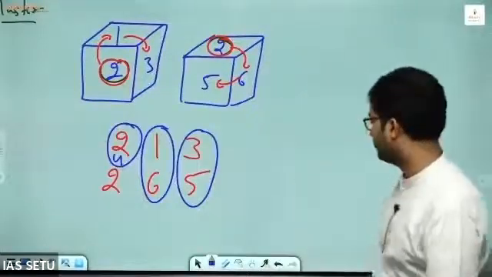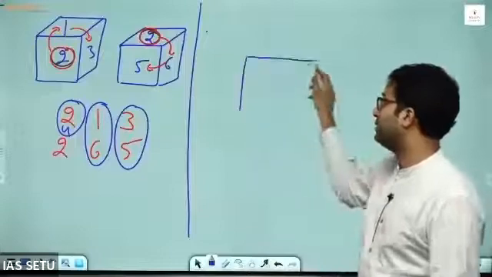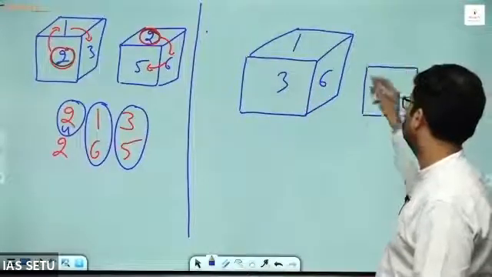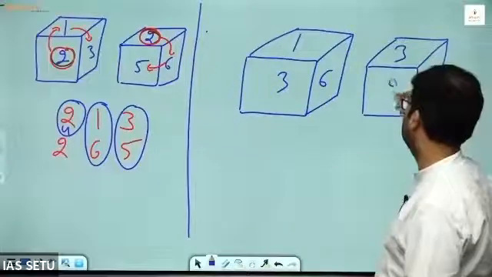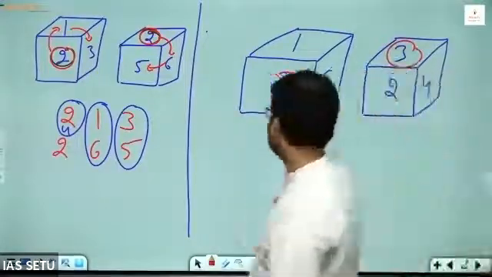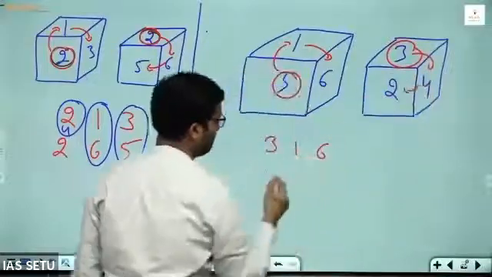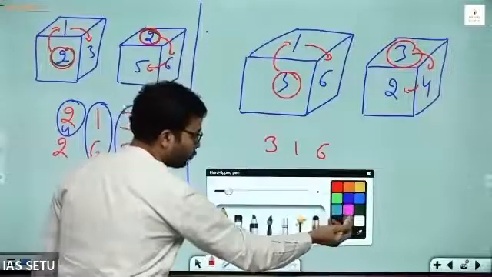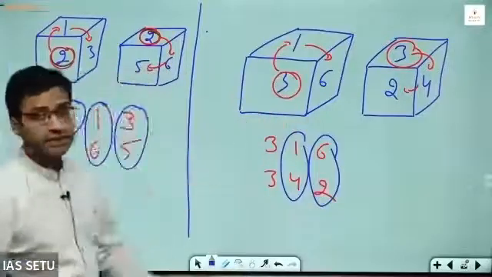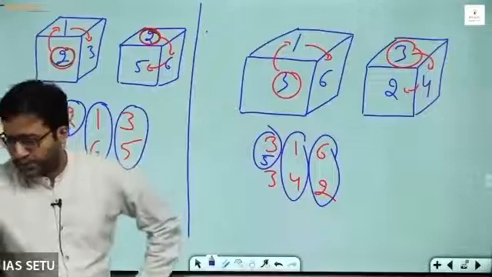I take one more example. Common face 3. Step number 1, start from the common face, read clockwise. 3, 1, 6. Start from the common face, read clockwise. 3, 4, 2. Step number 2, here 1 and 4 are opposite, this is the first pair. 6 and 2 are opposite, second pair. 3 cannot be opposite of 3. What is the remaining? 5. So 3 is opposite of 5. This is the third pair.